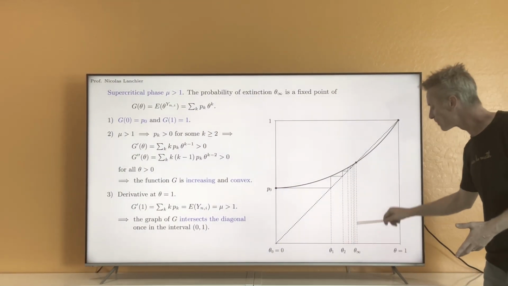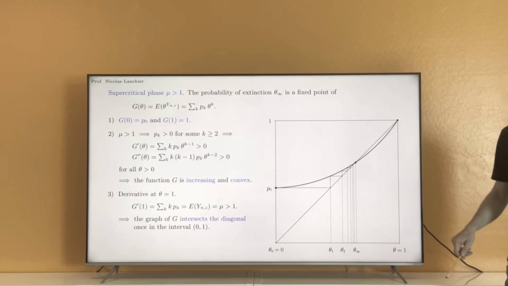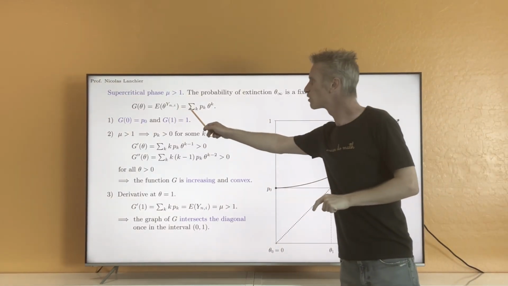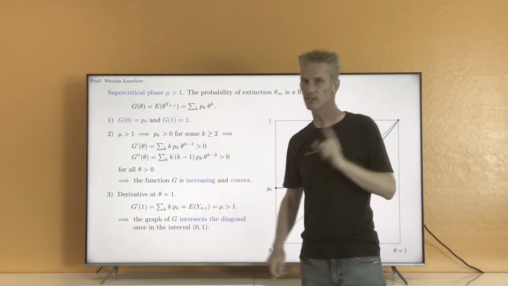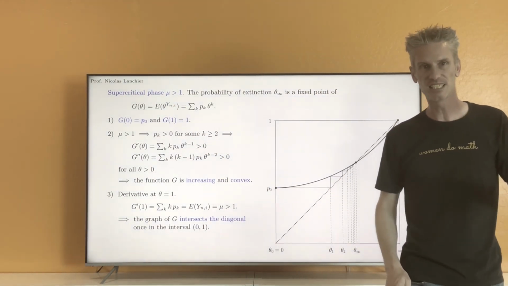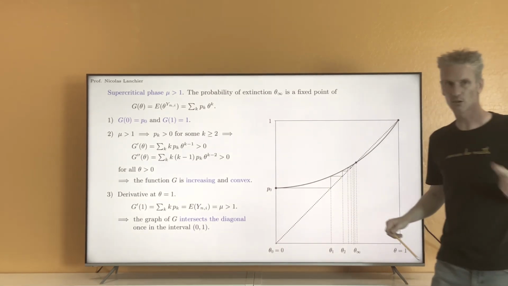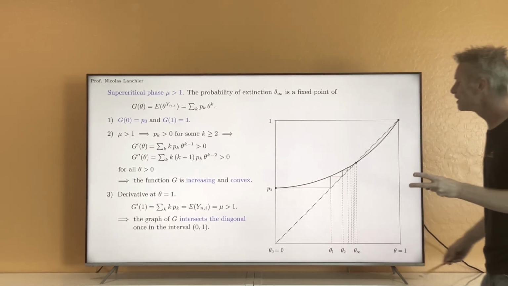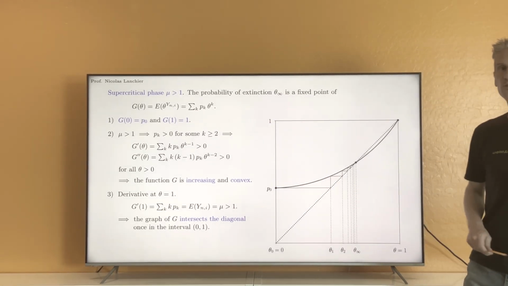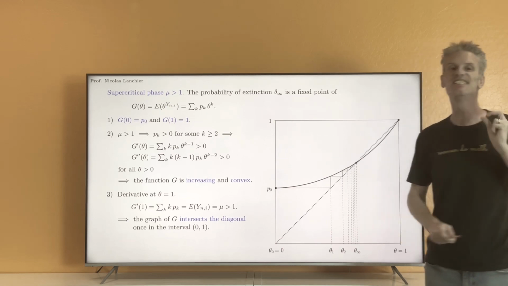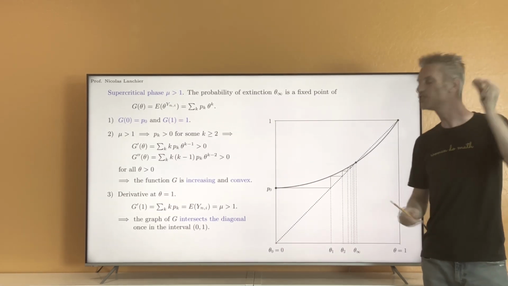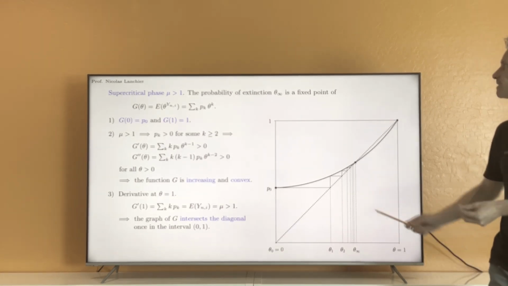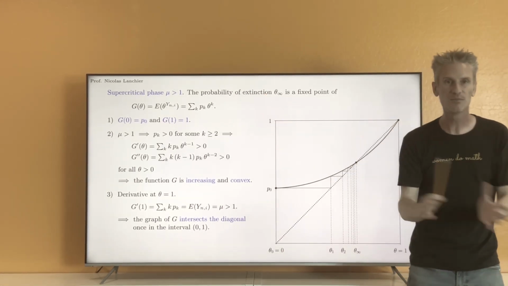We proved, first, that this function, because mu is larger than 1, has a unique fixed point strictly between 0 and 1. That's the first thing we proved in this slide. And the second thing, with this picture, is that theta infinity is indeed equal to this unique fixed point that is strictly between 0 and 1. So that means that the probability of extinction is strictly between 0 and 1.